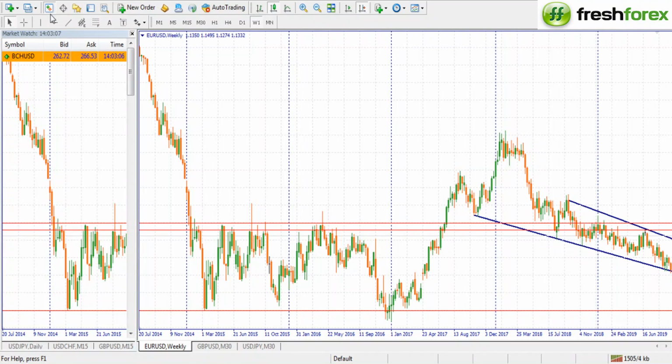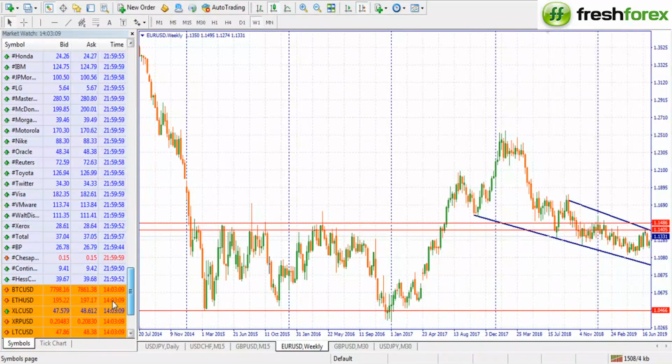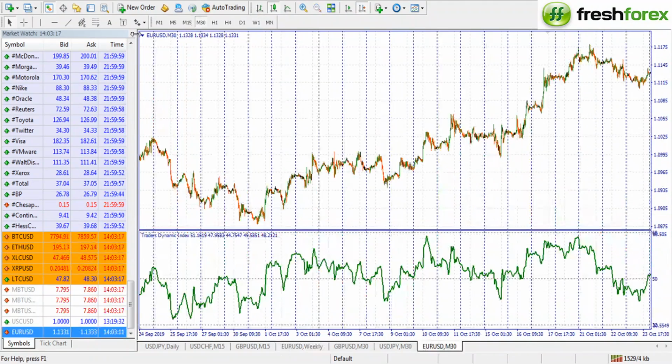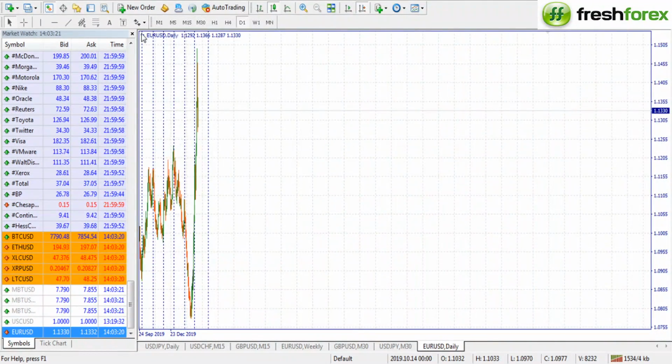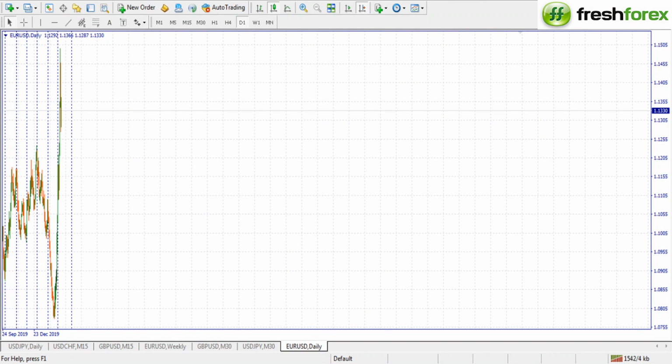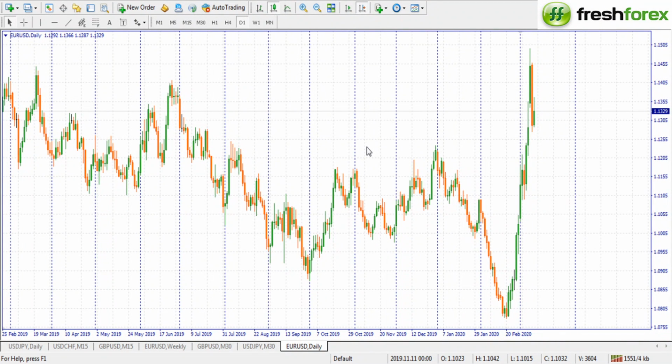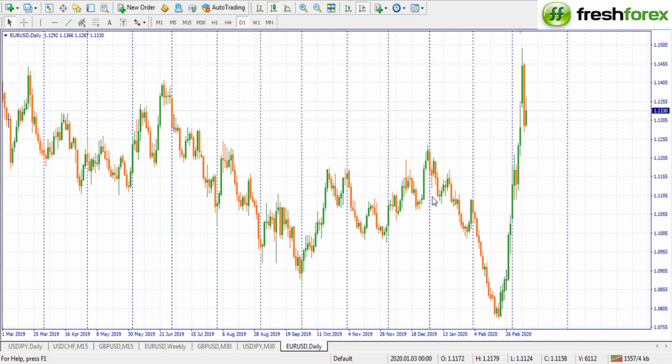If we check the same chart, maybe on the daily, we may see something else. So this is how the daily chart looks.